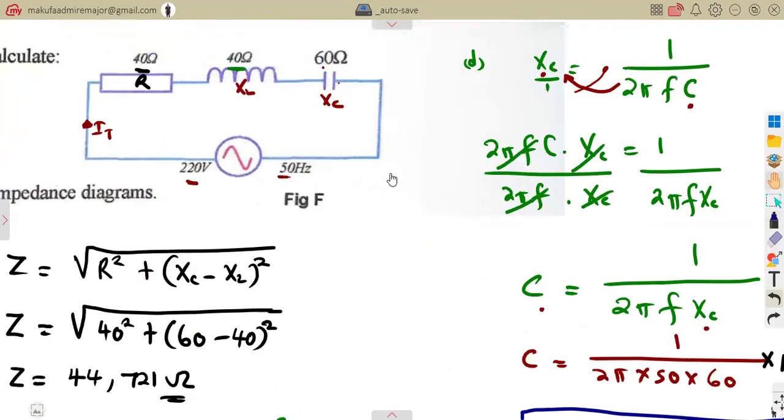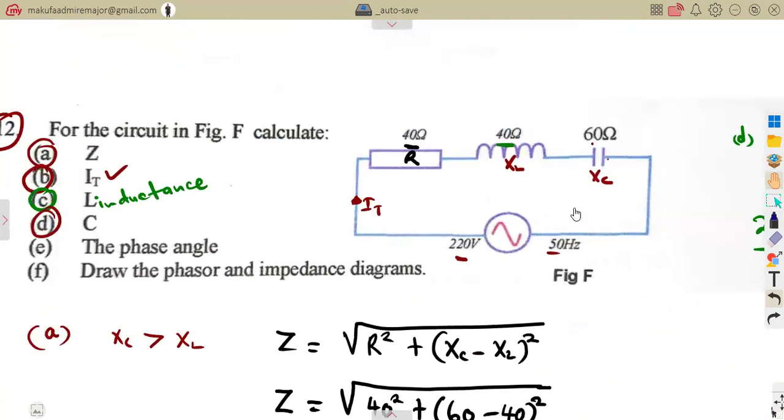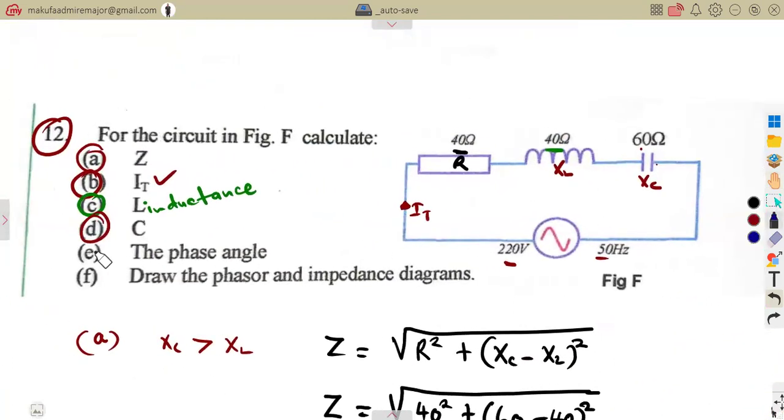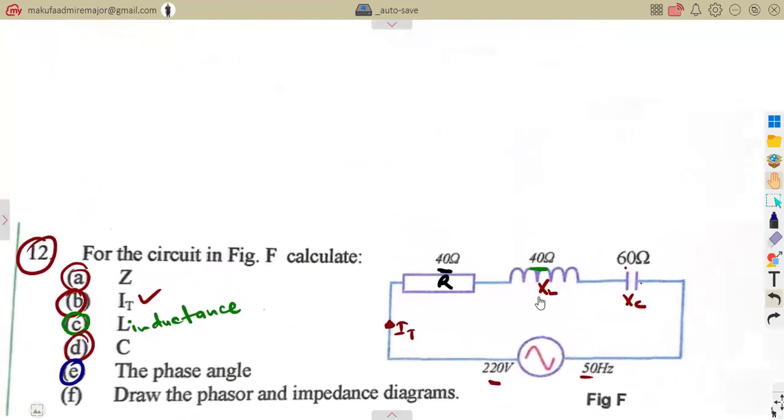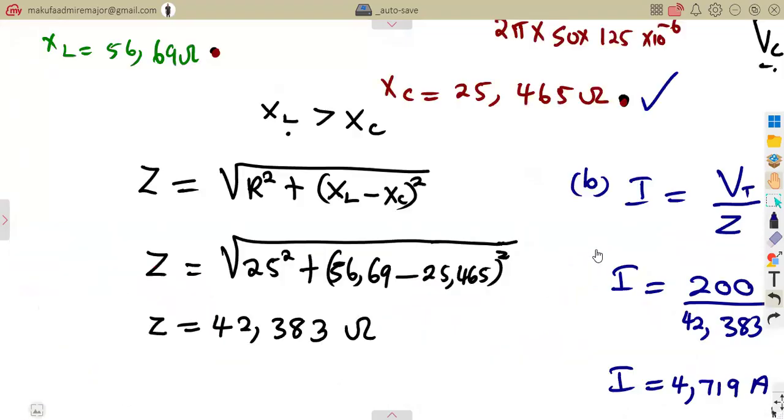So this is it. That's how these questions might be given. And E, the phase angle. I want you to understand about this series. It is the series RLC circuit.